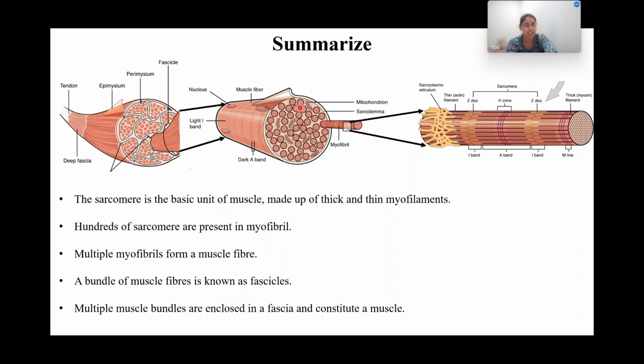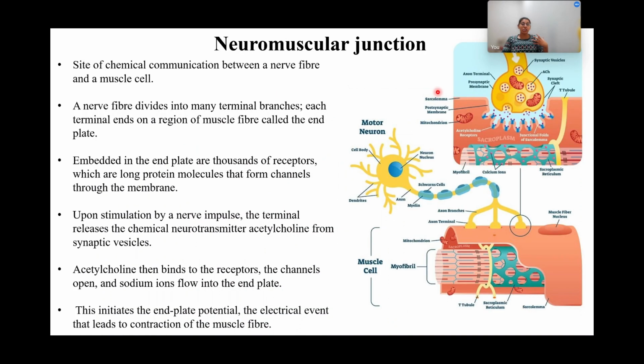What they generally do is, because we have seen that the muscles are being controlled by the nervous system, for that to happen, the nervous system has to pass on its cue to the muscle, which relays the information to the muscle to start the contraction, and that takes place at these junctions. So to define neuromuscular junction, this is a site of chemical communication between the nerve fiber and the muscle cell. Now here, at the nerve fiber end, you have these terminal branches where each terminal ends on a region of muscle fiber. So there are multiple regions where they end, because of which the signal gets amplified.